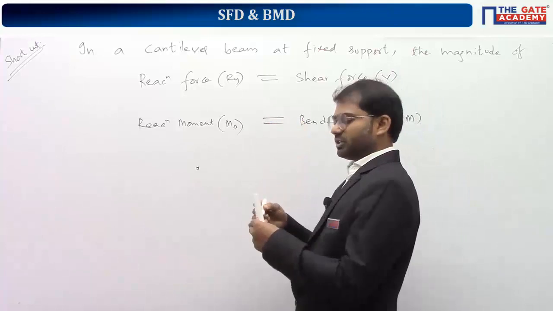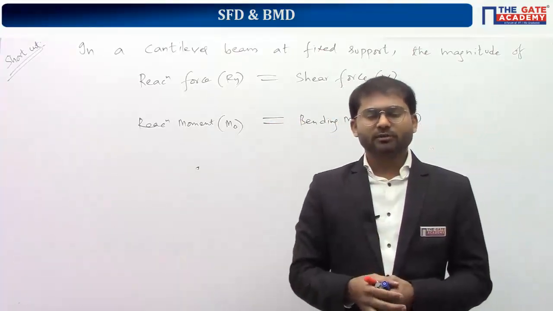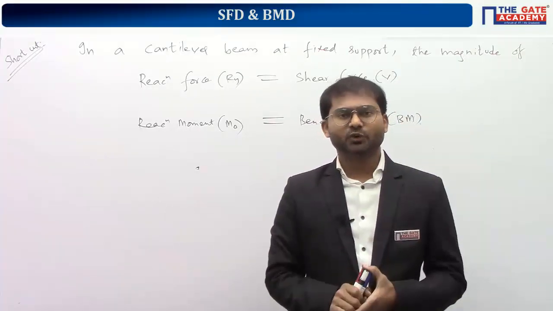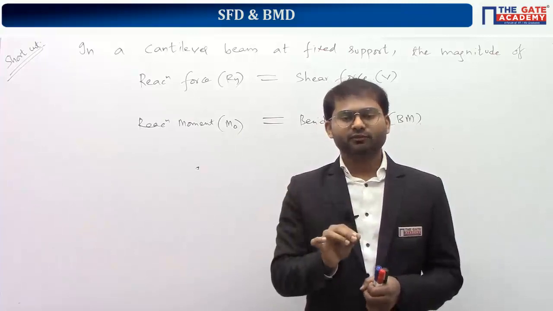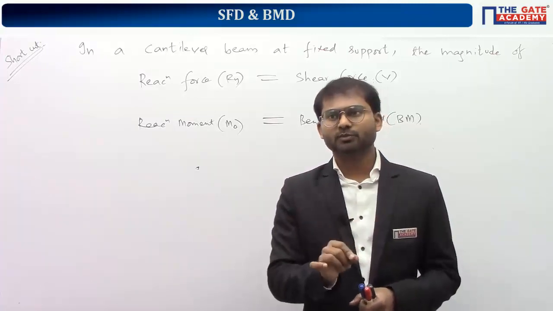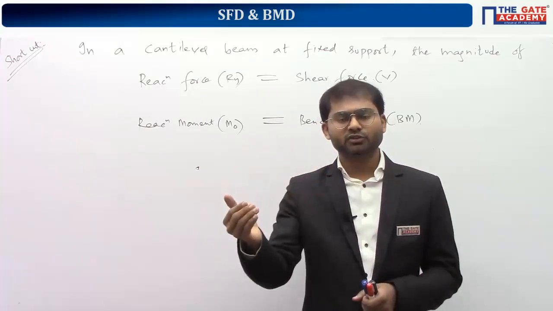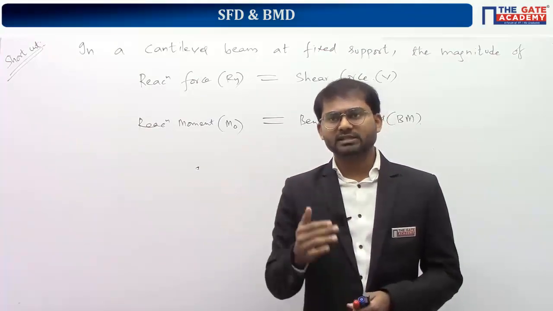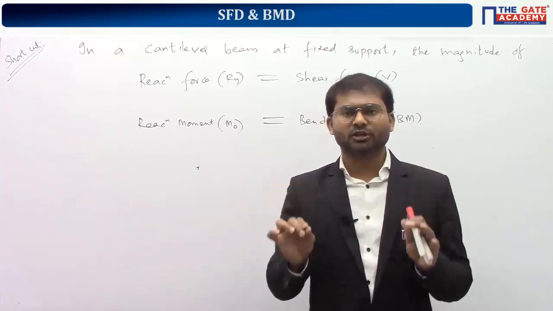So the biggest advantage for a cantilever beam is, anywhere in any question, if they ask you the value of shear force or bending moment at the fixed support, immediately get the value of reaction force or reaction moment at the fixed supports. Whatever reaction force you are getting, that itself is the magnitude of shear force. Whatever reaction moment you are getting, that itself is the magnitude of bending moment. Understand? It is the biggest shortcut.